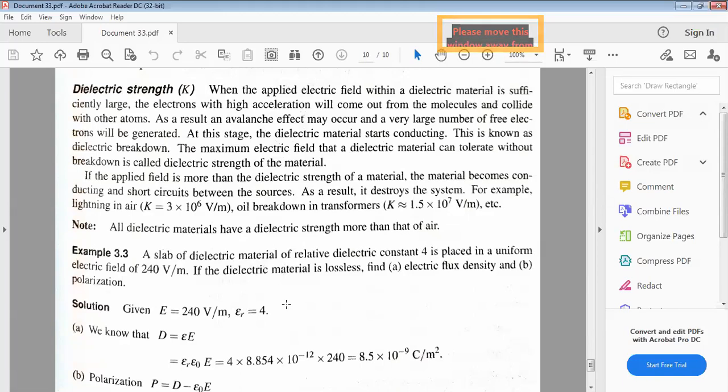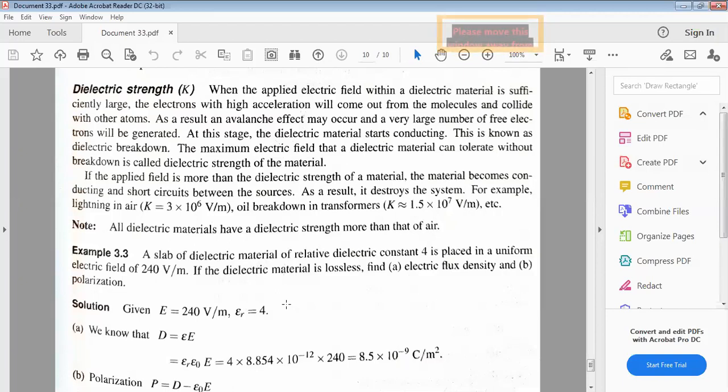The next concept is the dielectric strength. When the applied electric field within the dielectric material is sufficiently large, the electrons with a high acceleration will come out from the molecules and collide with other atoms. Whenever we supply additional force which is more than the attraction force from the central nucleus on the valence electrons, definitely they move away from the valence band and move with high velocity because of the high potential.